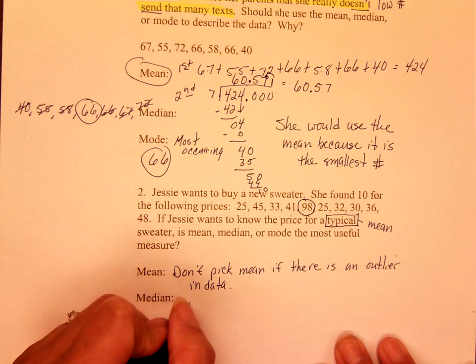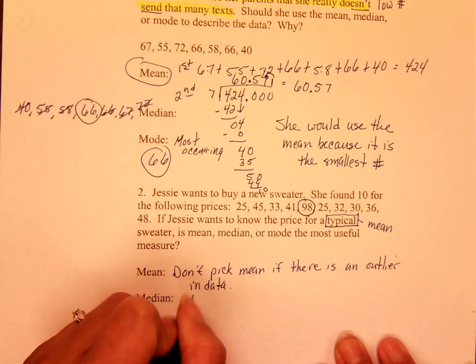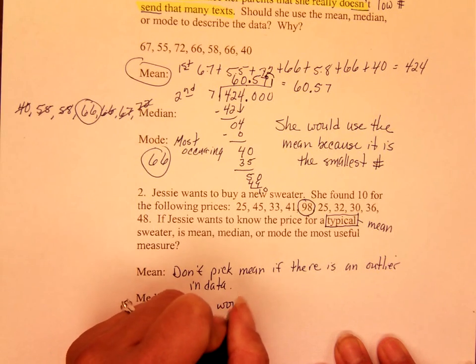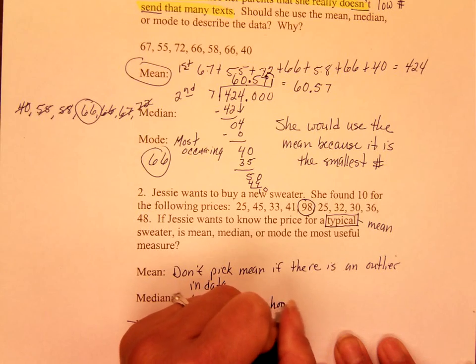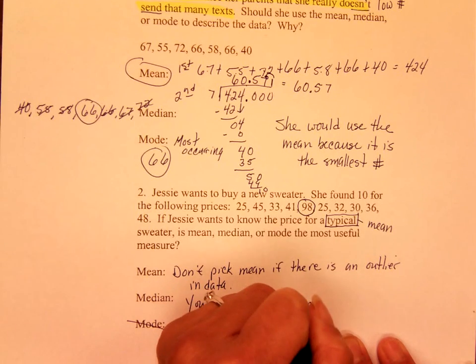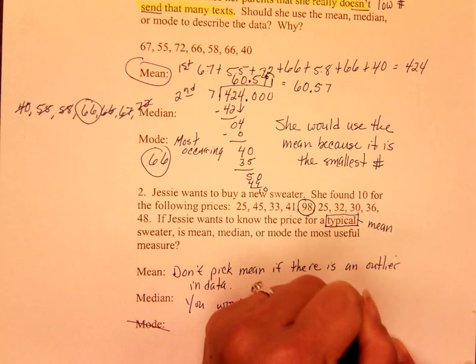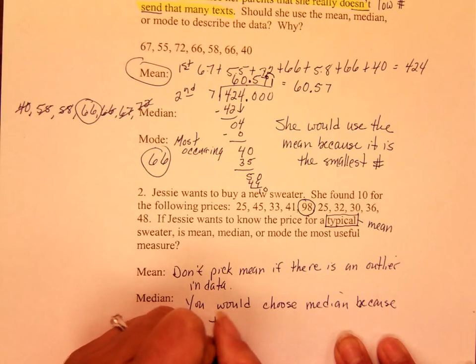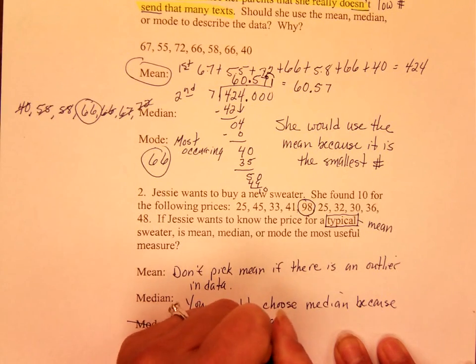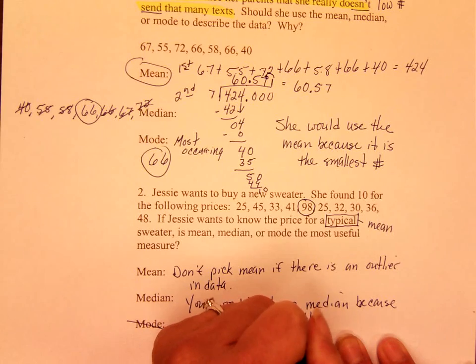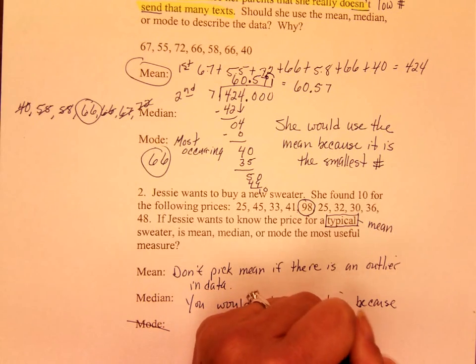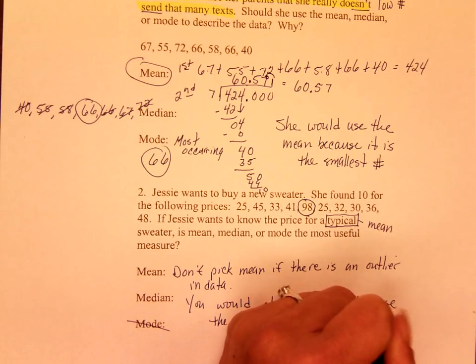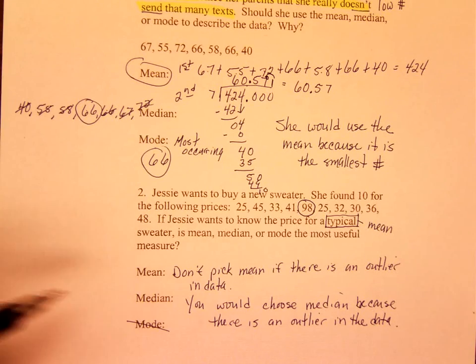And the reasoning why is you would choose median because there is an outlier in the data. So here there's really no work to be shown. You just have to explain why you would choose median.